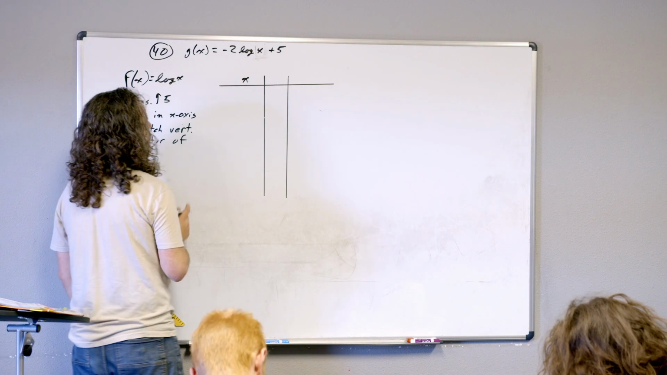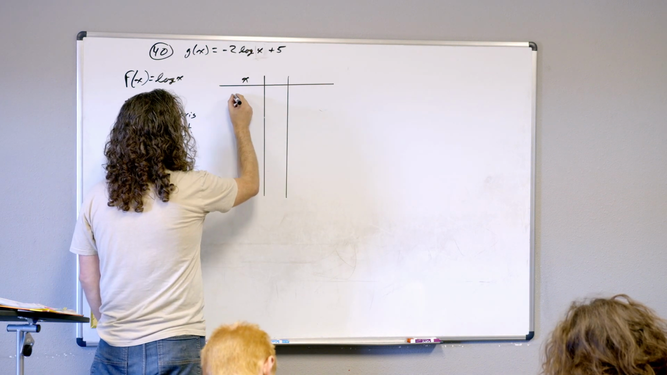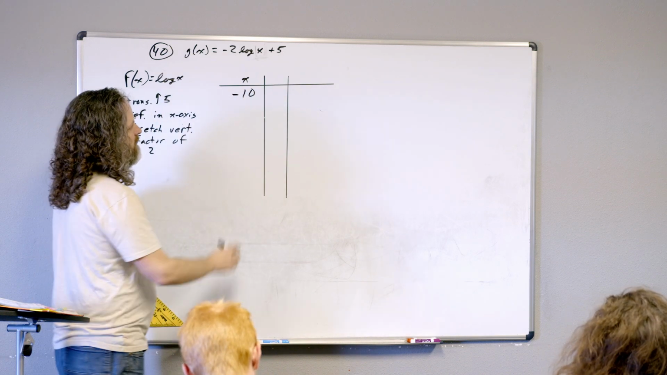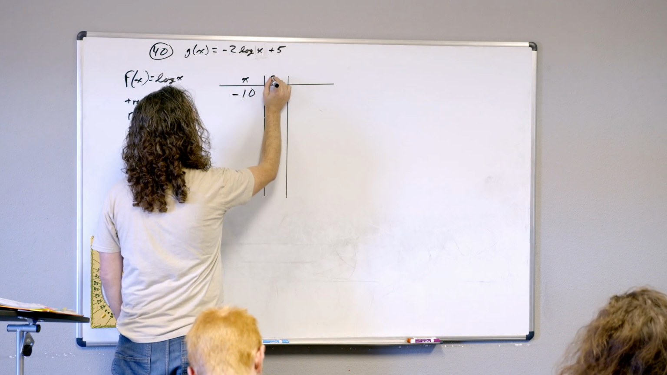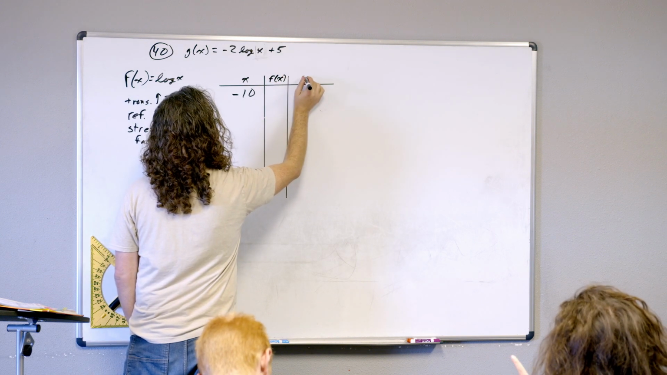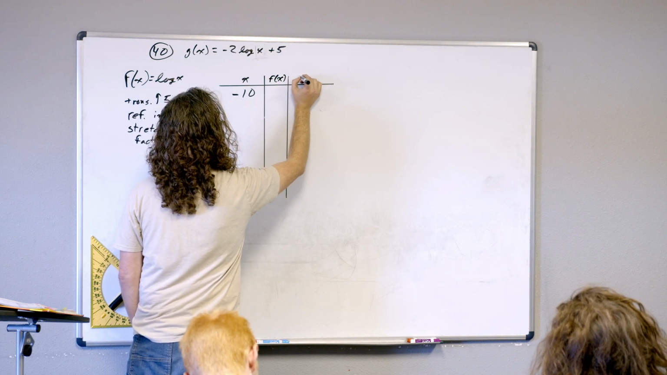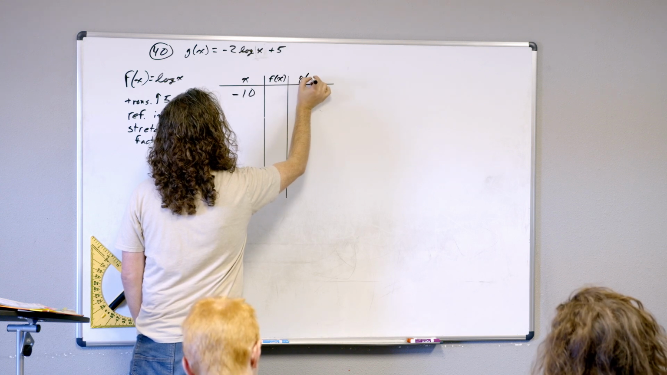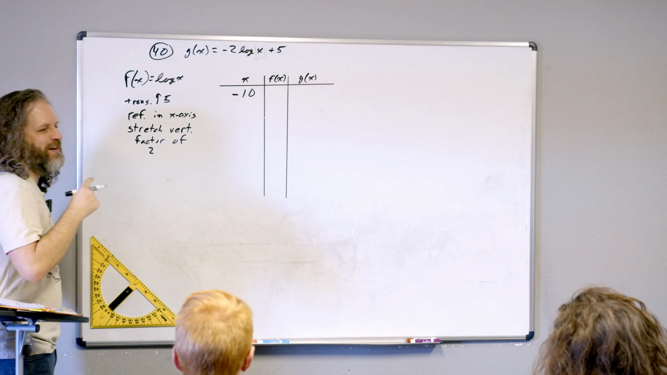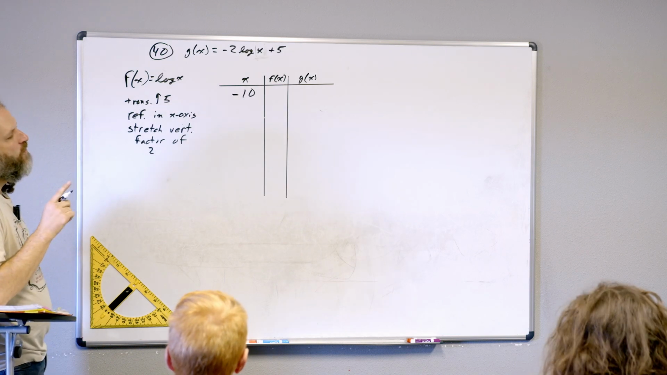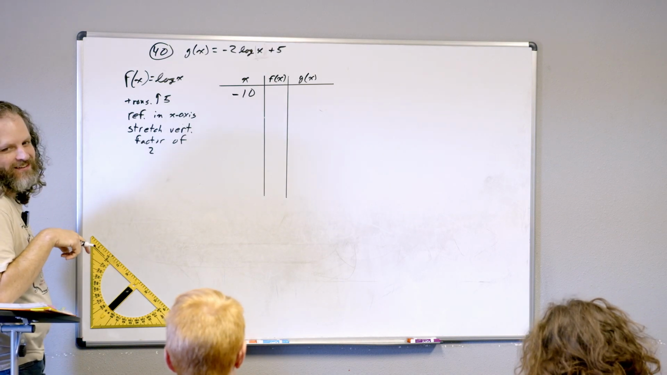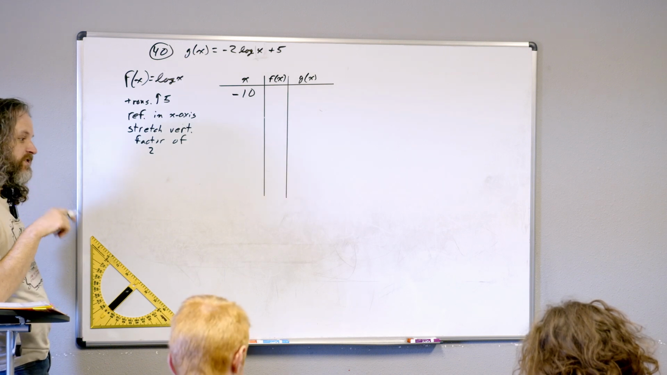Does it make sense to put this? Yes, because the log doesn't have a base written, so that's log 10. Is that the right direction here? Halfway, but no, it doesn't actually make sense to put that. Where does this graph not exist? On the x-axis. It doesn't exist on the x-axis.